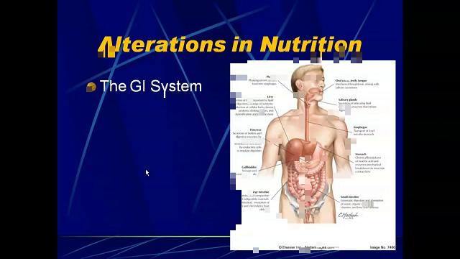Heartburn is a burning sensation, and this is due to the reflux of acidic chyme, and chyme is the food that we eat, that we've broken up and started down the GI tract. Flatulence is flatus. It means you've got gas. It usually has an odor associated with it.